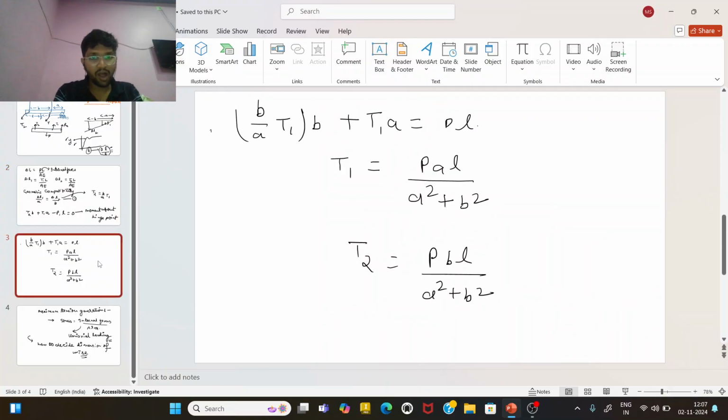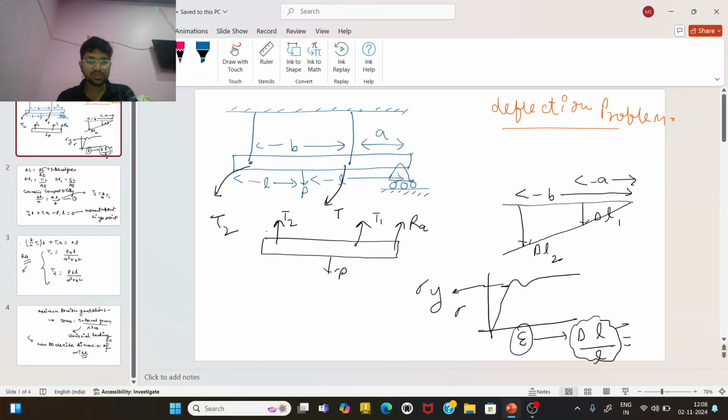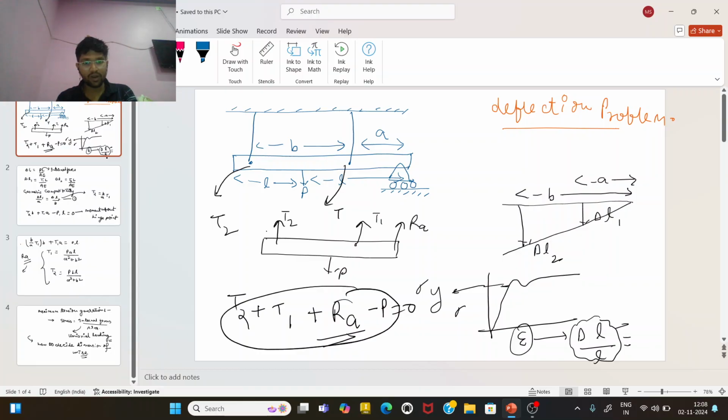On that basis you can find B by A T1 times B plus T1 A is equal to PL. By using this equation you can find T1 and T2. You can also find RA, because when you write the equilibrium equation, T2 plus T1 plus RA is equal to P. Since T2 and T1 are known, you can find the RA reaction force.